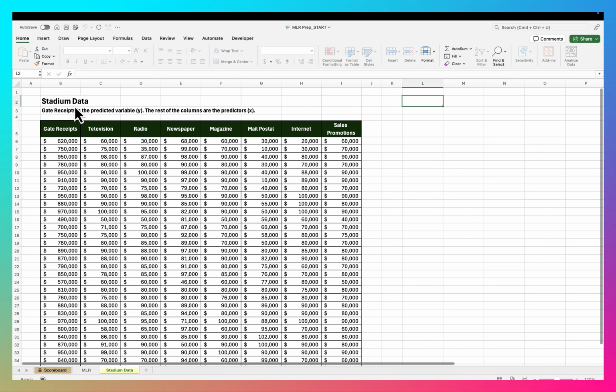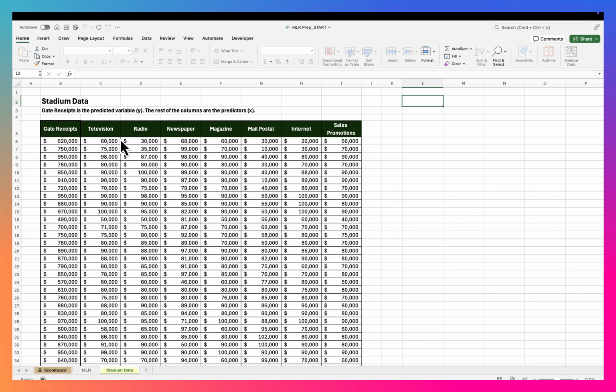So here we have a data set. This is stadium data. And with the stadium data, we're looking at gate receipts. In other words, how much money comes in the door from selling tickets. And then these are for different events that took place. So think of these as either different days, different weeks, different dates effectively.